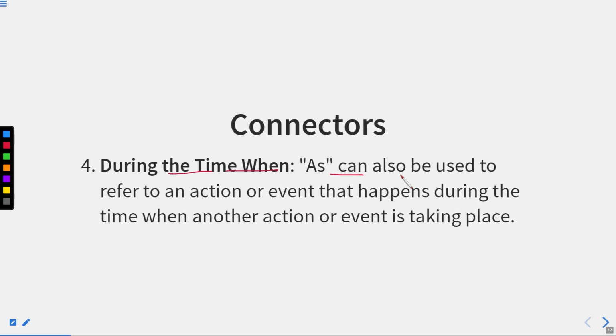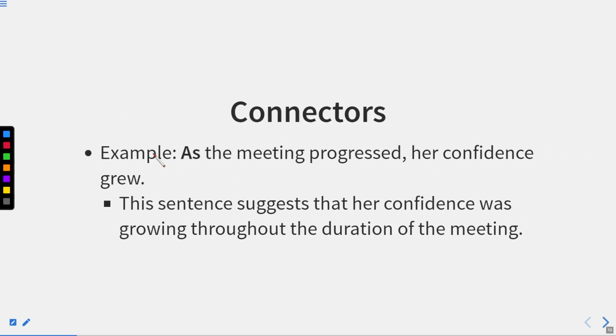During the time when, as can also be used to refer to an action or event that happens during the time when another action or event is taking place. For example, as the meeting progressed, her confidence grew. Now, what happened when the meeting started? She was less confident, but as the meeting progressed, it means as the time passed, the meeting was going in a progressive manner, her confidence grew up. The sentence suggests that her confidence was growing throughout the duration of the meeting.